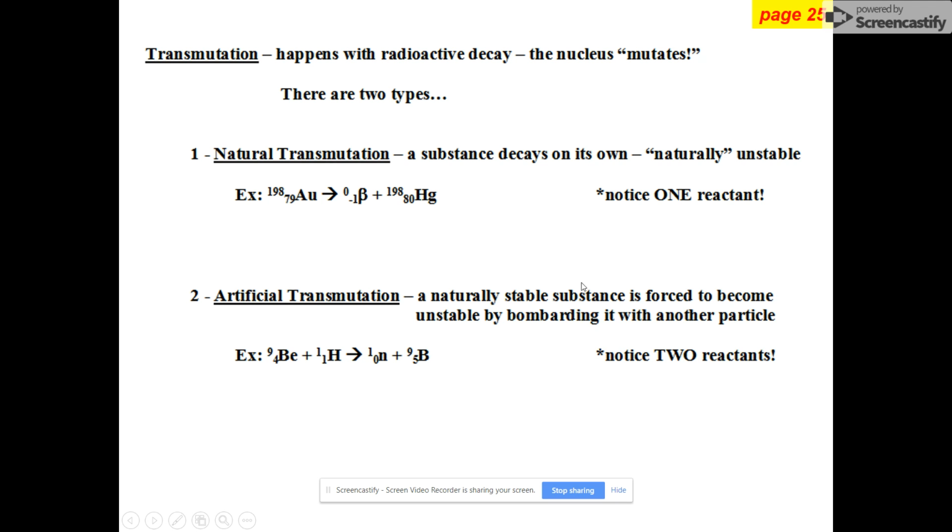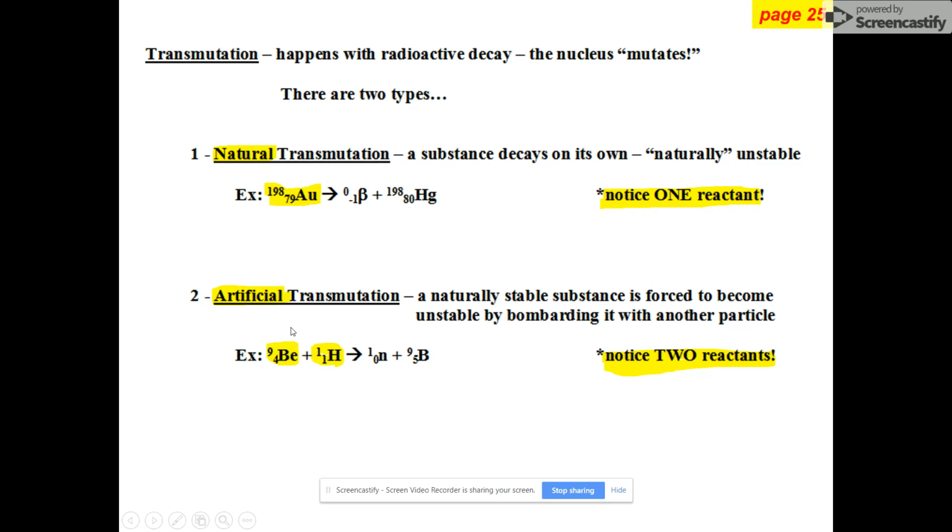Okay, folks, on page 25, just a very quick recap of types of transmutation. We got natural transmutation and artificial. Here's the difference. In natural transmutation, there's one reactant. In artificial, there are two reactants. Right here, there's one reactant. Gold 198 decays to produce a beta particle and mercury 198.